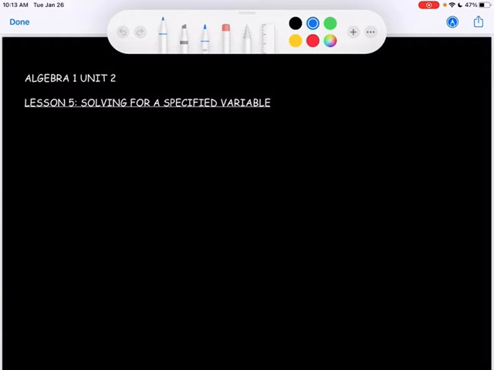Today I'm going to be looking at solving for a specified variable. If you're following along in the book, it's from Algebra 1, Unit 2, Lesson 5. So today they're going to give you an equation where there's just letters, and they're going to say solve for one of those letters. For example, if I have A equals B plus R, and then it says solve for B, or it looks something like this. That means they want you to get B by itself.